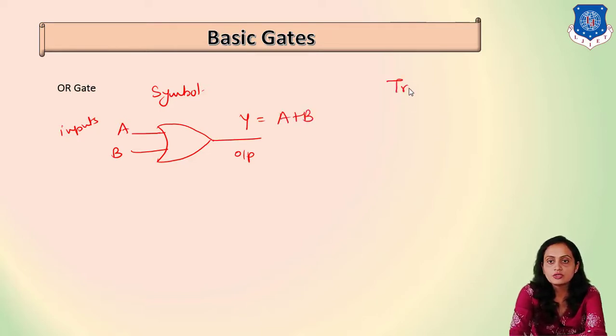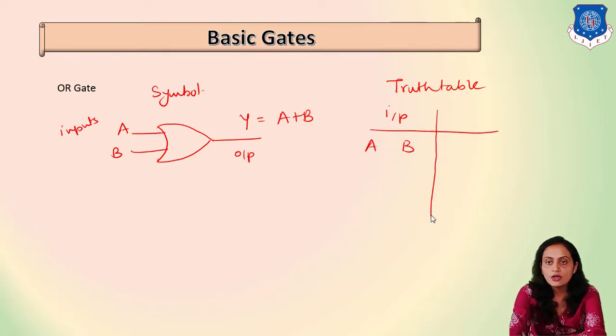Now we will draw the truth table for this. So we will write the inputs. We have two inputs A and B. All possible combinations of these two inputs are 0 0, 0 1, 1 0 and 1 1. And we have just one output, that is Y.